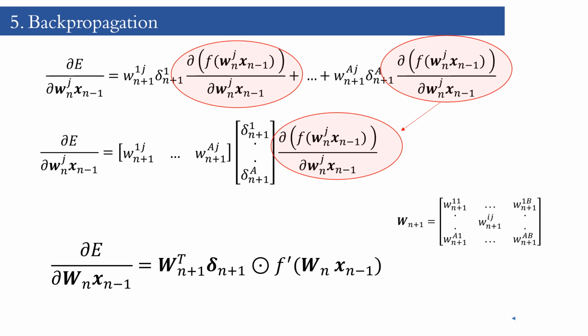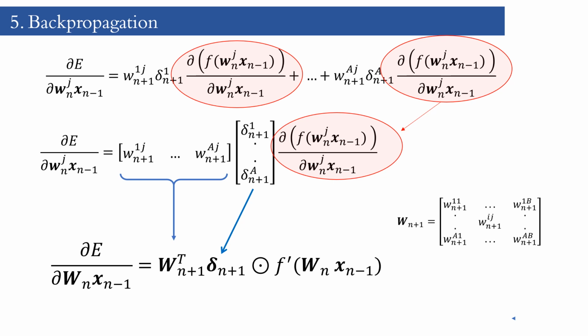Delta n plus 1 vector doesn't depend on the node and it is an incremental error passed from the next layer n plus 1. For every node in layer n, delta n plus 1 is a common term. Therefore, it stays as a column vector of size A. Multiplication of these two terms produces a vector of size B.